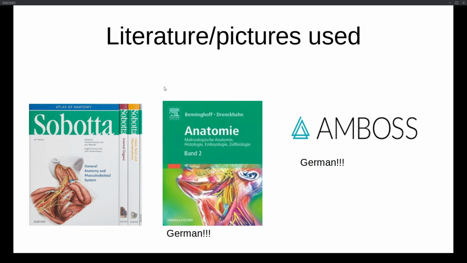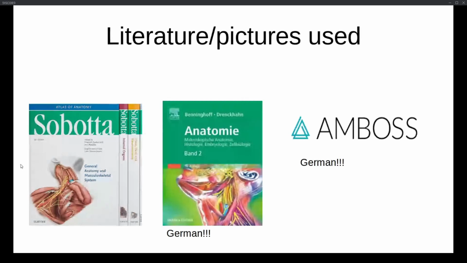And knowledge-wise, I mainly use this anatomy book. It's a German anatomy book, Benninghoff. It's like the holy grail of anatomy books out there for all German students. If you ask most anatomy profs, they will say this is the best book. It's also very expensive, so I just borrowed it from a friend of mine. But yeah.